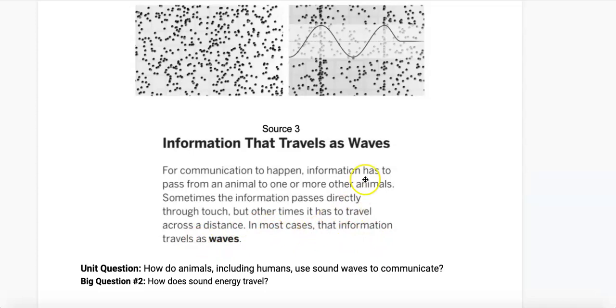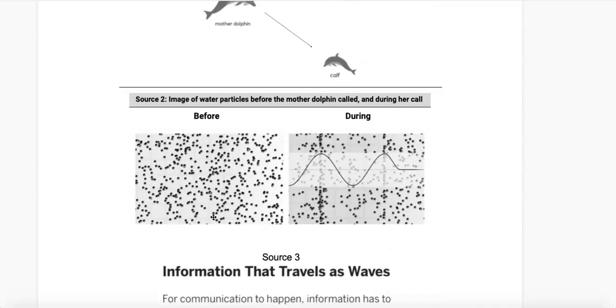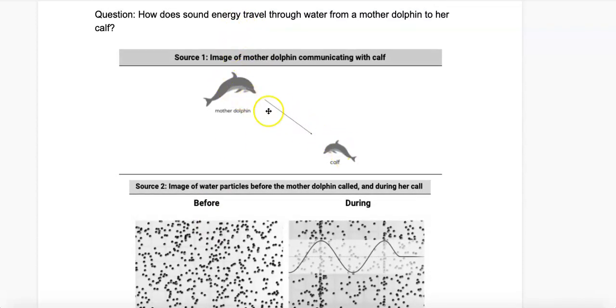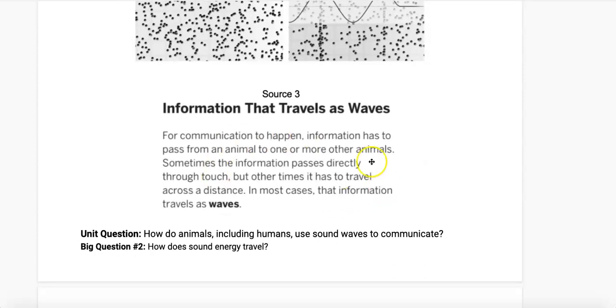Now, in this paragraph, I am not going to talk about information traveling through touch because we know that when the dolphins are separated, any type of communication by way of touch is not going to be helpful. Some of us in our last CER wrote about the dolphins being able to touch each other and communicate. Well, that's not helpful if the mother dolphin and the calf are separated. So we need to pull out of this information what's going to help get information across this distance. And that is telling me that information travels as waves.